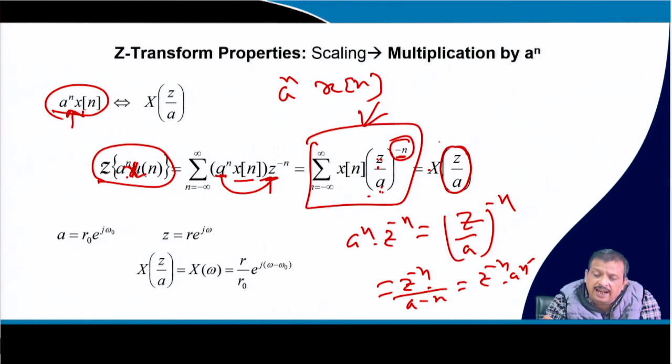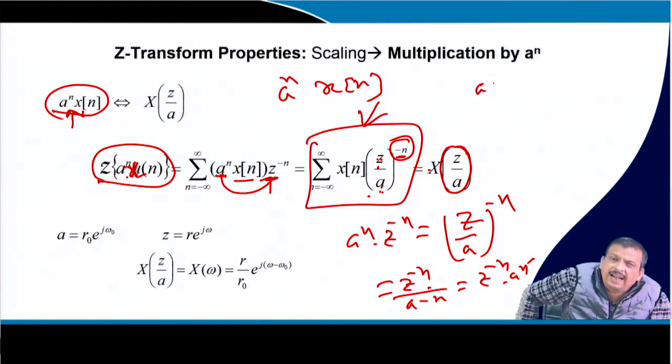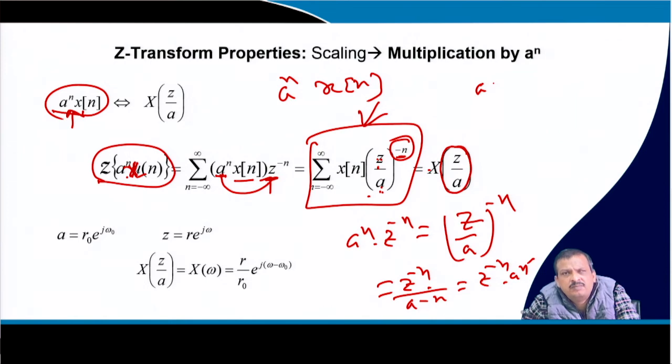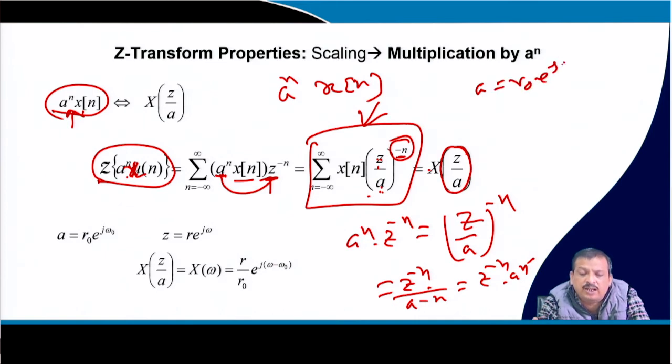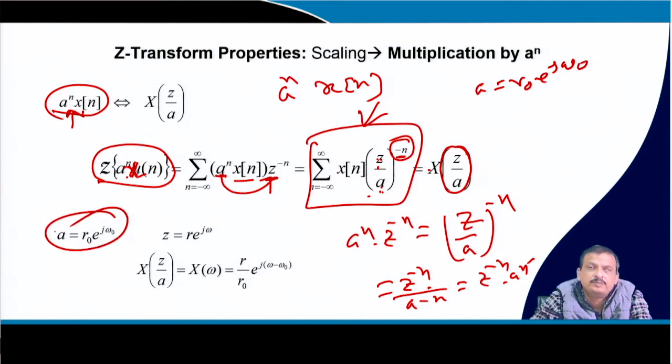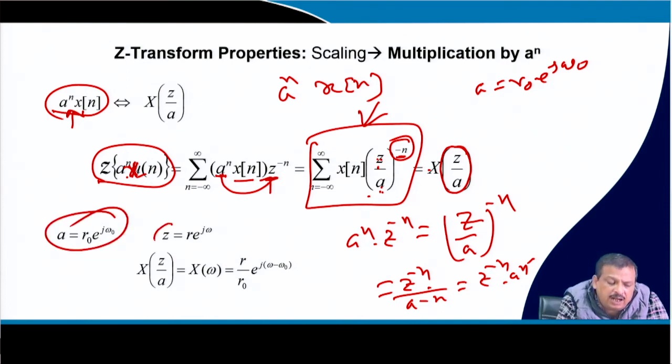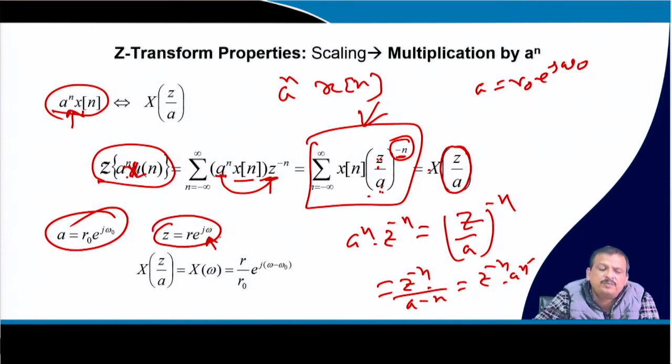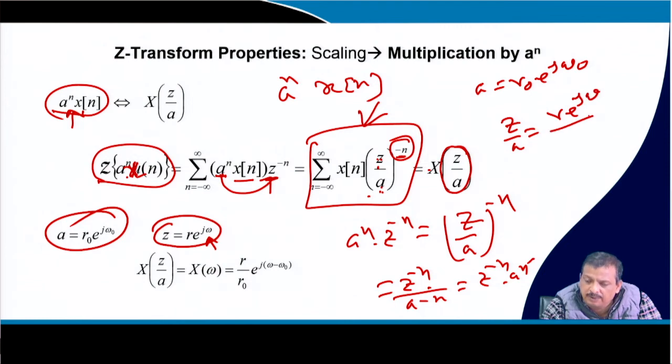Now, a is a value. A can be real or A can be a complex also. Let A be represented by R0 e to the power j omega 0, and Z is R e to the power j omega. Now, what is the value of Z by A? Z by A is R e to the power j omega divided by R0 e to the power j omega 0. So that is nothing but R by R0 into e to the power j (omega minus omega 0).